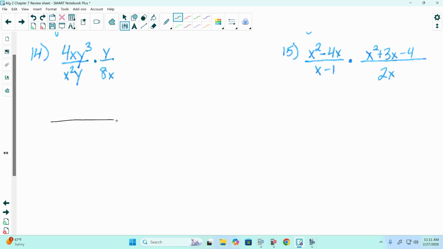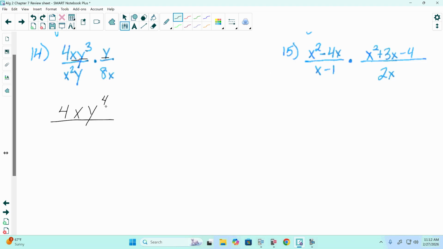So if we look at 14, on top we're going to multiply it. Well, there is no other number on top to multiply with 4, so it's just going to be 4. X has no other like terms that we're multiplying on top, so it's just x. Now, y's, we have y to the third times y. When we multiply like bases, we add the exponents. So 3 plus 1 gives us 4.